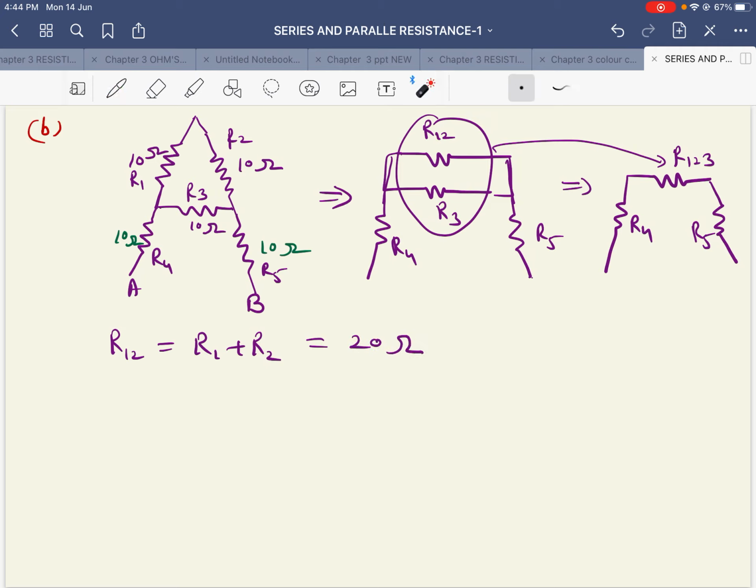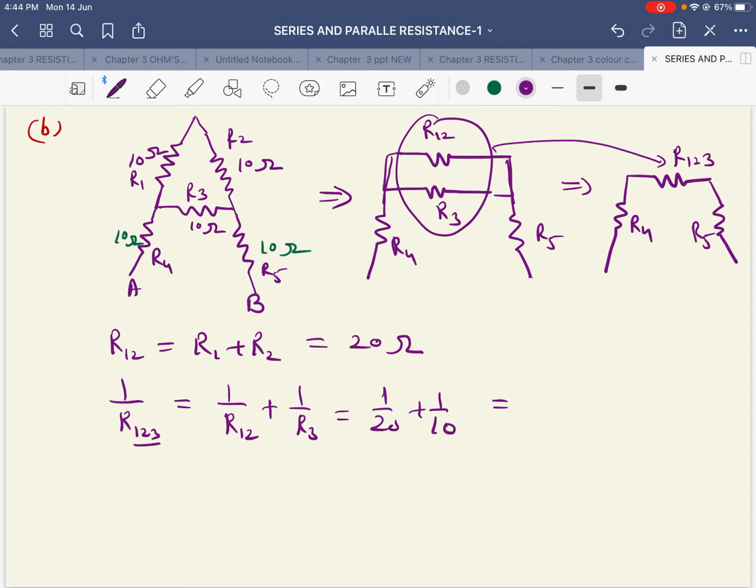Now R12 is connected in parallel with R3, so 1 by R123, the combination of 1, 2, 3, is equal to 1 by R12 plus 1 by R3, that is equal to 1 by 20 plus 1 by 10, that is equal to 3 by 20. Again, R123 will be equal to 20 upon 3, taking the reciprocal of this, so it becomes equal to 20 by 3 ohm.